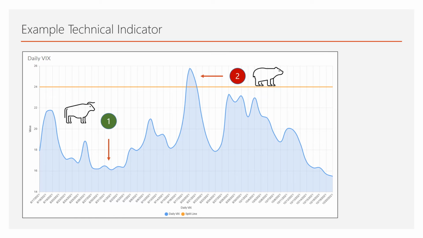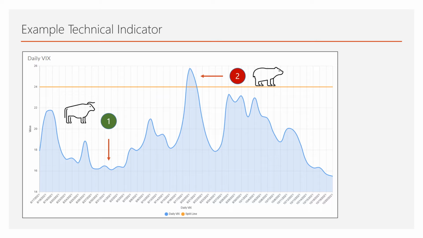So let's look at an example of what one technical indicator might look like. The one we use frequently is volatility. We call that the daily VIX. You can see here a picture I took from 8/17 through 10/20. The main thing you can see is that we're staying below the waterline, 24. Generally speaking, in our model, 24 is the pivot point. Anything above that, it's very volatile.